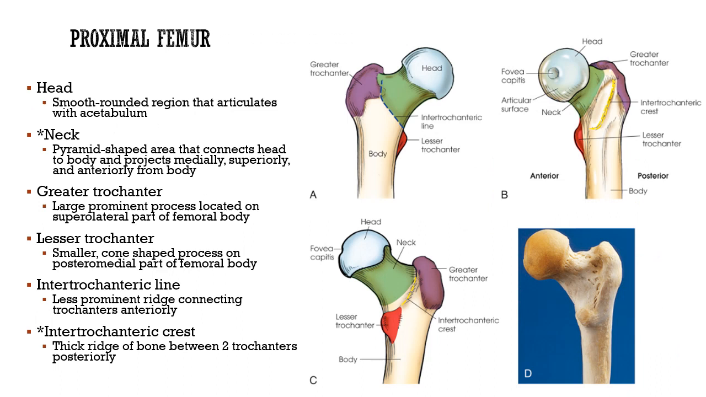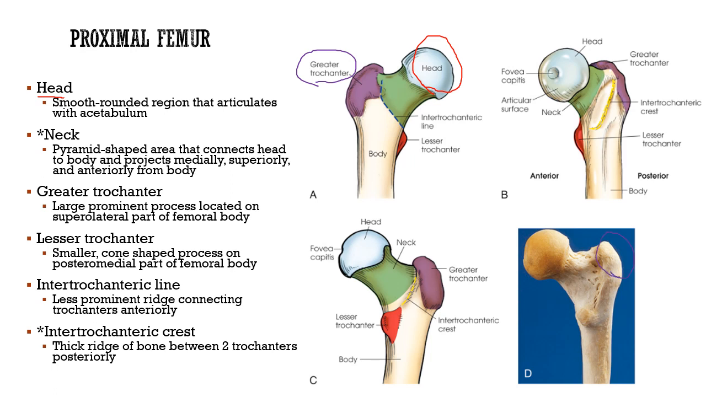Now the proximal femur has the head, which is the smooth, rounded region that articulates with the acetabulum. It projects medially. The neck is the part that's in green in all the pictures. It's a pyramid-shaped area that connects the head to the body and projects medially, superiorly, and anteriorly from the body. The part that's in purple is the greater trochanter. The greater trochanter is the large prominent process on the superolateral portion of the femoral body. And so here it is over here as well.